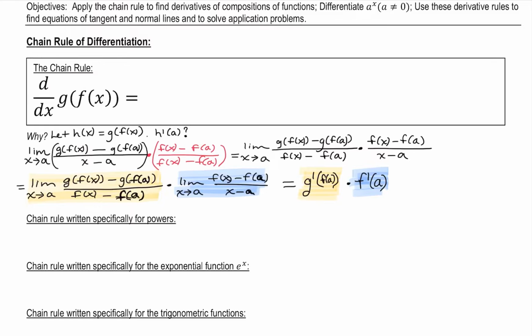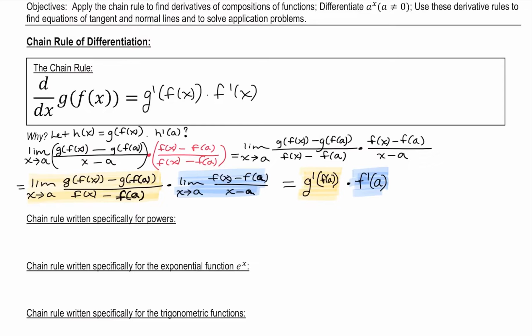So that's just a little justification for this really important chain rule, which says, in general, for any x, the derivative of g of f of x is going to be g prime of f of x times f prime of x.